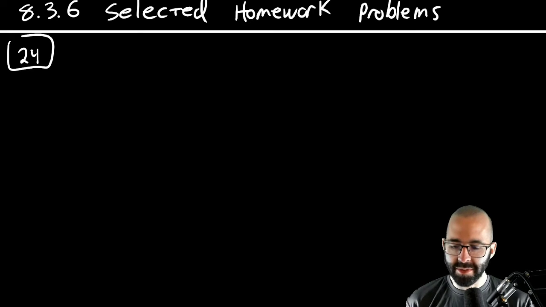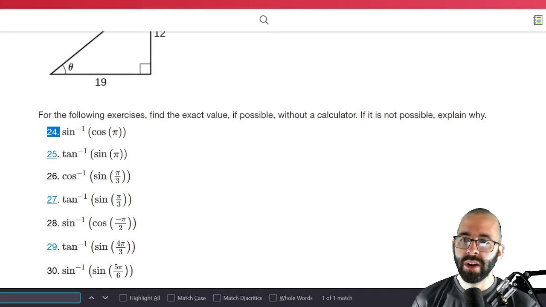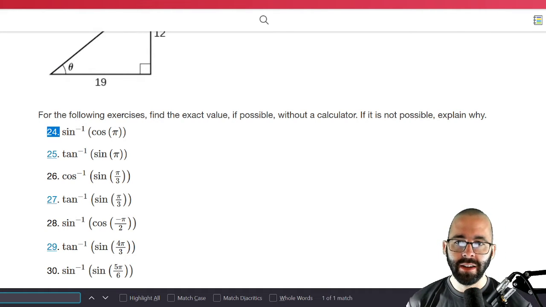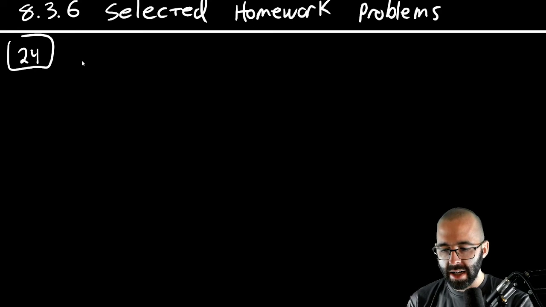Let's do some homework problems, some extra problems, because either you just love watching math or you might have some questions. Let's do 24. Find the exact value, if possible, without a calculator. And if you can't get an exact value, let me know why. In this one, the inverse sine of the cosine of pi.